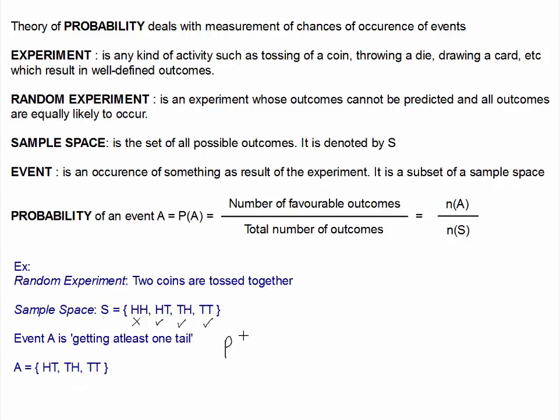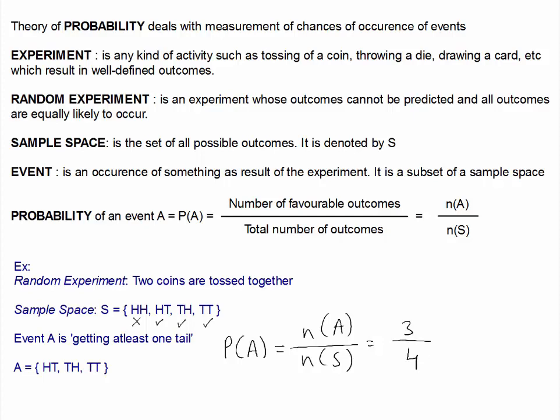So if we need to find the probability of event A, that would be equal to number of elements in A divided by number of elements in sample space. Number of elements in A is 3, divided by number of elements in sample space, which is 4. So this is the required probability in fraction form.